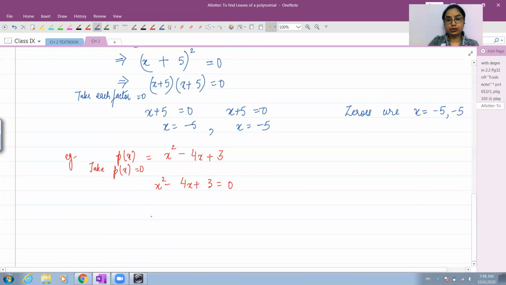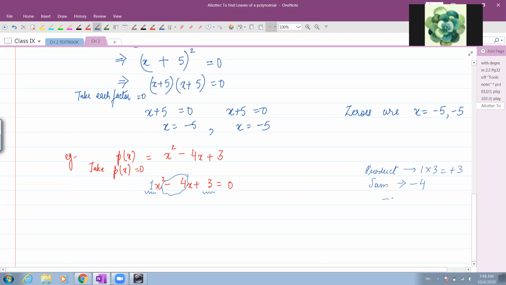And now for the factorization, I'm going to split the middle term. For splitting the middle term, I want to look at the coefficient of x square and the constant term. That should be the product of my numbers. So the product should be 1 into 3, positive 3. And the sum will be equal to the coefficient of the middle term. So I need two factors whose sum is minus 4 and their product is positive 3. Minus 3, minus 1. That's correct. If I add them, the total will be minus 4 and the product will be positive 3.